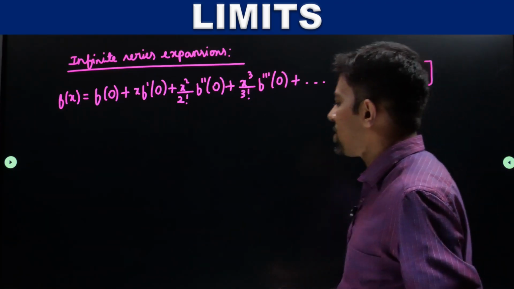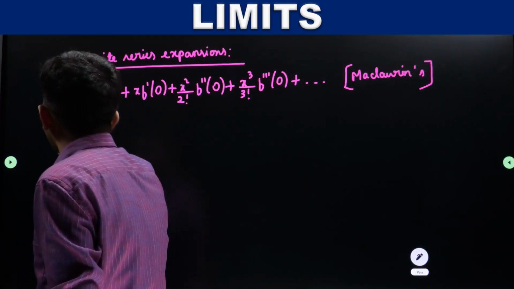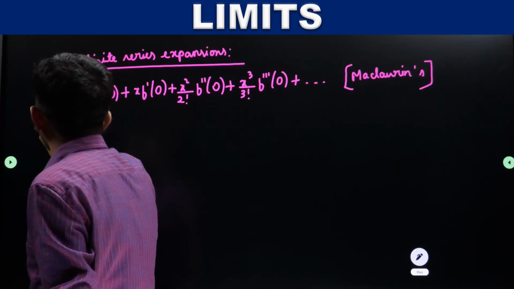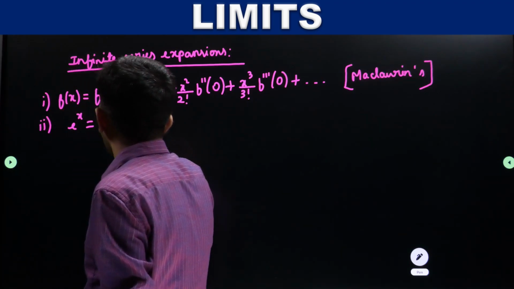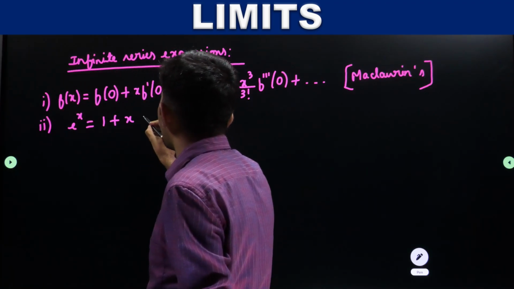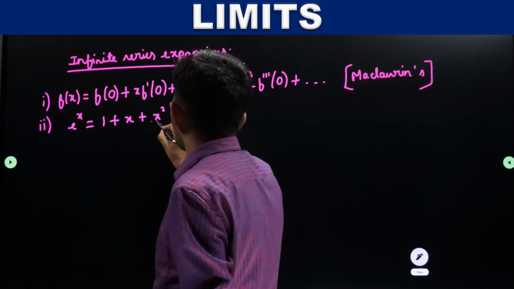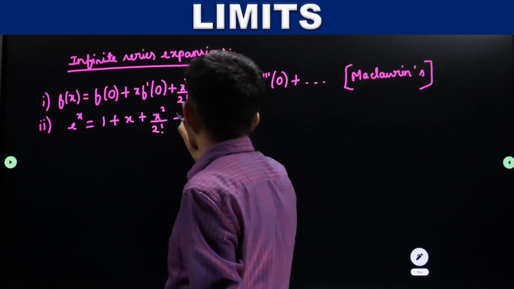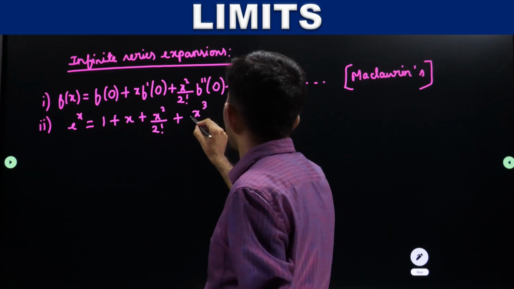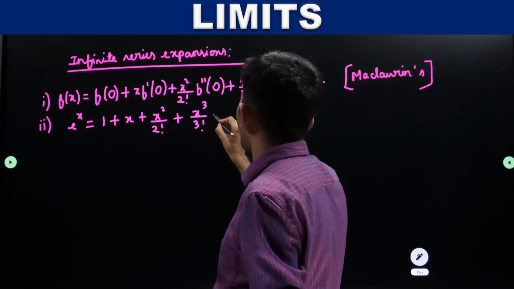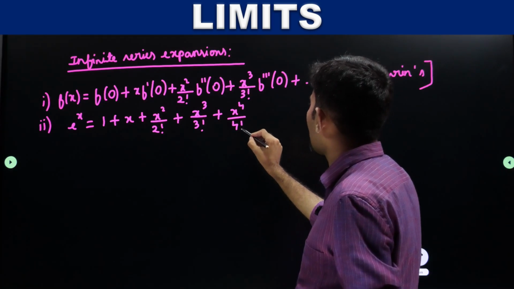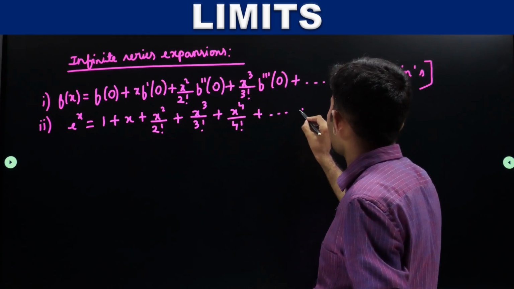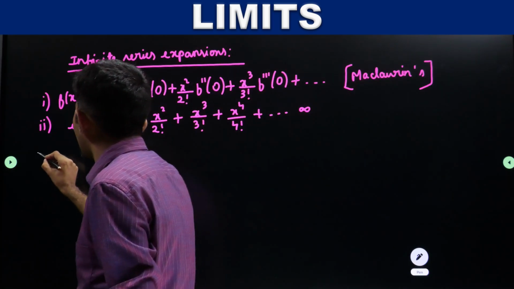Maclaurin's series expansion. Based on that, we have the infinite series expansion like this. e power x is given by 1 plus x plus x squared by 2 factorial plus x cube divided by 3 factorial plus x power 4 divided by 4 factorial, etc., up to infinity. Infinite series expansion.